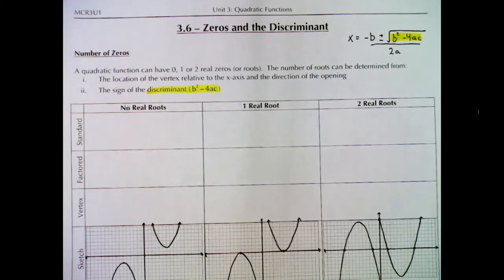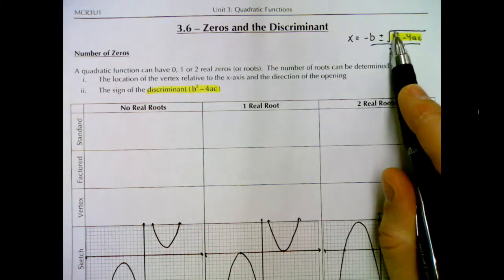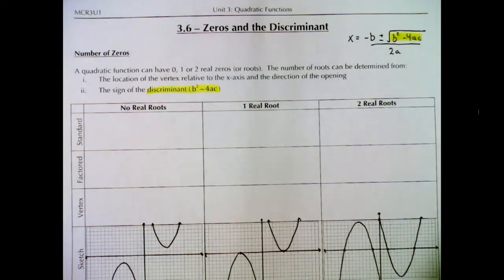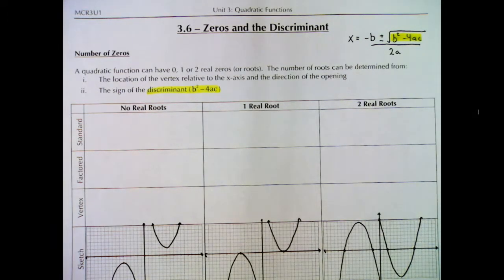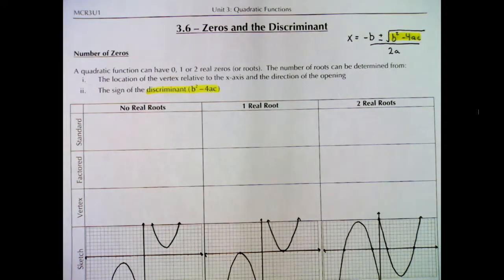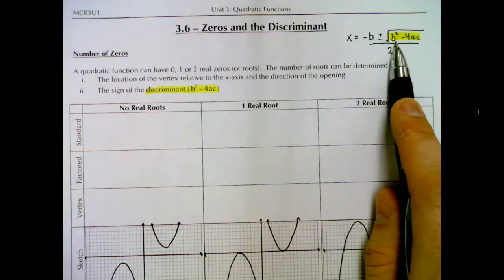And the last option is if we end up with a negative underneath the square root, when we try to square root it, we get an error in our calculator. And that's because you can't take the square root of a negative number yet. So in that case, we say there are 0 real roots because we can't get a solution.